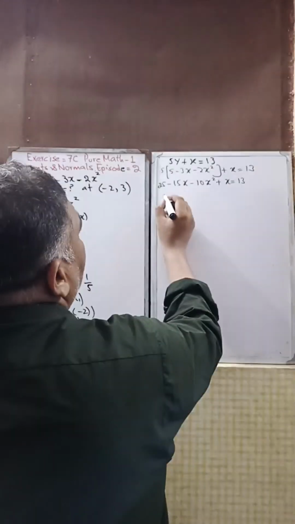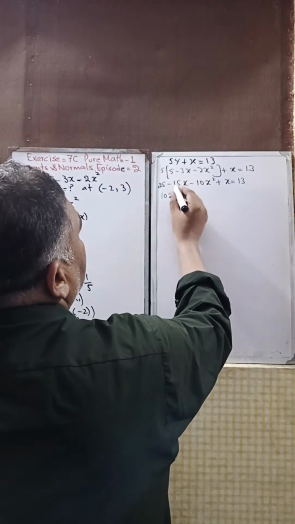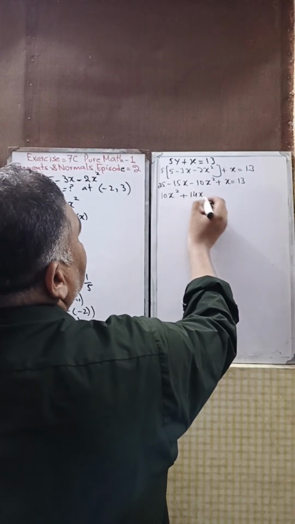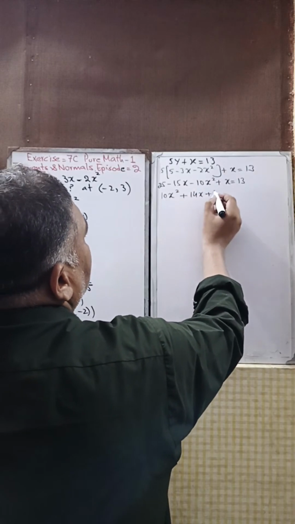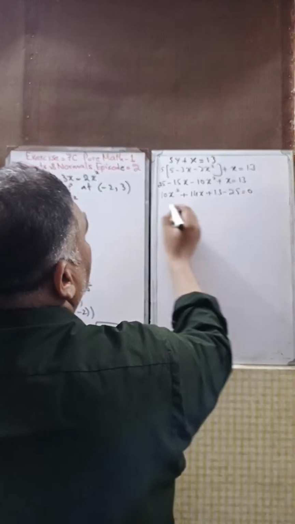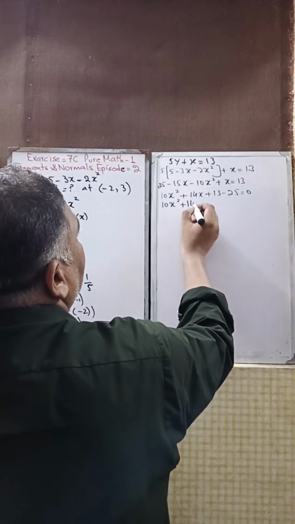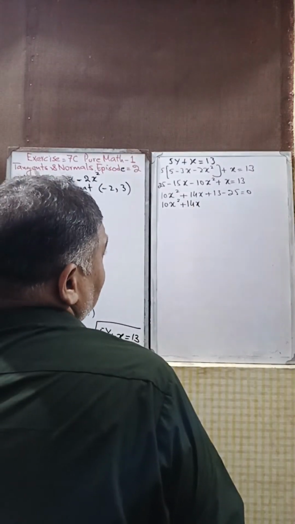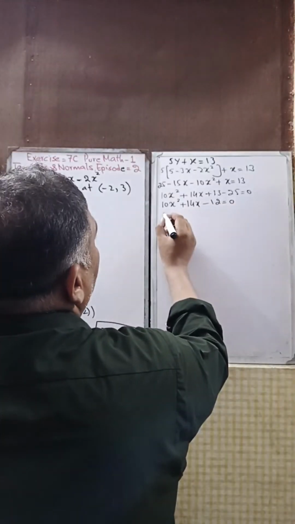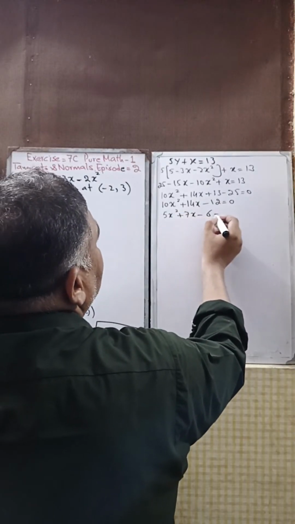I will take them to the other side. It will become 10x squared, and the minus 14x, when it goes to the other side, becomes plus 14x. Then 25 minus 13 gives minus 12 equals 0. So you will have 10x squared plus 14x minus 12 equals 0. Divide it by 2, so you will have 5x squared plus 7x minus 6 equals 0.